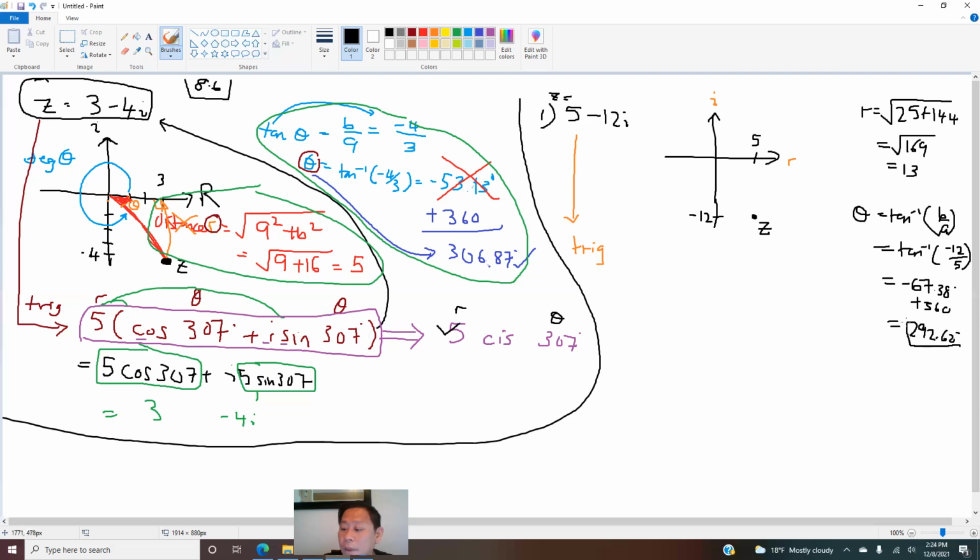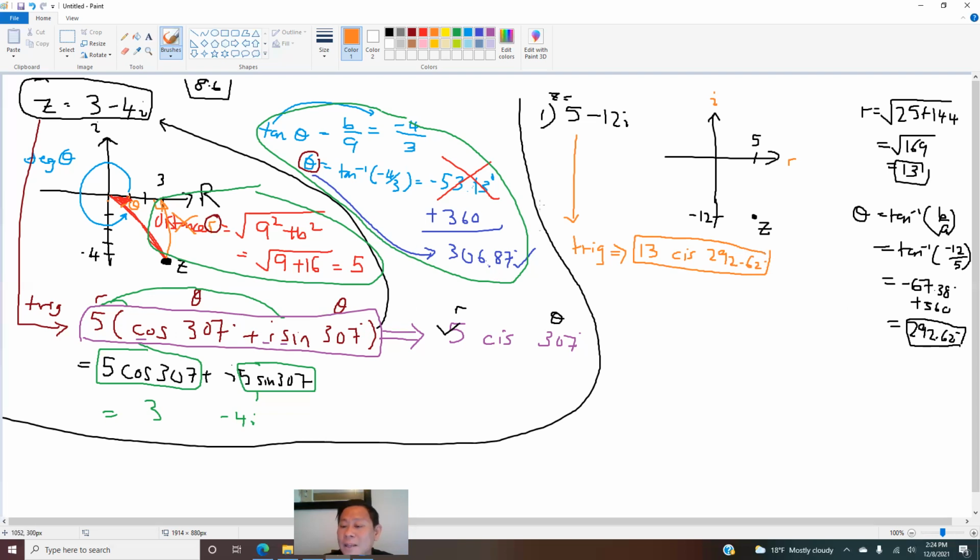So now we got theta, we got R. We can write this in the trigonometric form. It will be 13 CIS 292.62. Or you can write 13 cosine of 292.62 degrees plus i sine 292.62 degrees. That's what you do in your written homework.